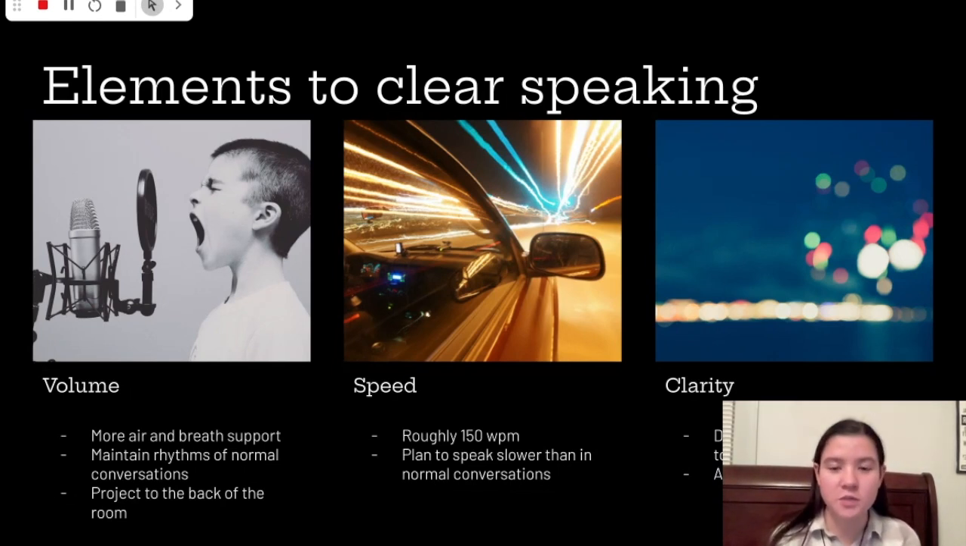A key aspect with speed, a lot of times when we are speaking, we have the tendency to speed up. So it's important to plan to speak slower than you would in normal conversations. For example, sometimes I talk kind of fast and then it's hard to understand what I'm saying. But if I slow down, I can make sure that I am clearly understood by my audience. So it might feel a little slower than normal, a little less natural, but it's going to be the best way to make sure that your audience knows what you're saying and can follow what you're saying.